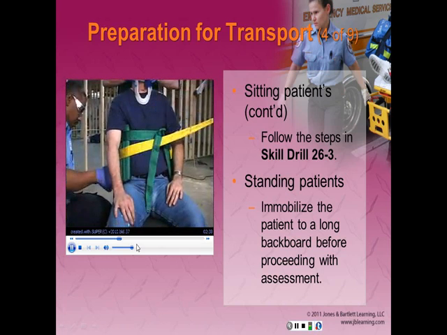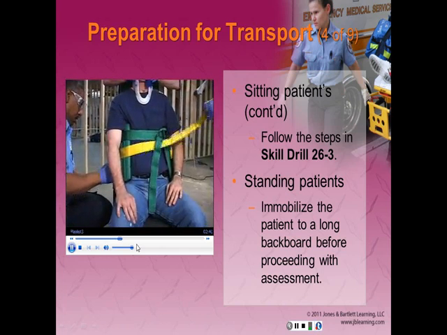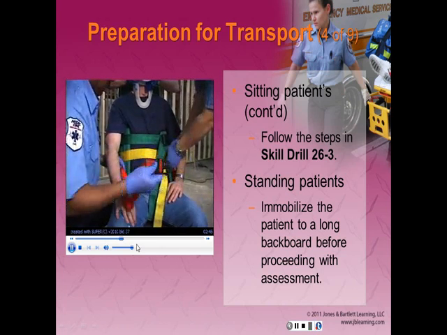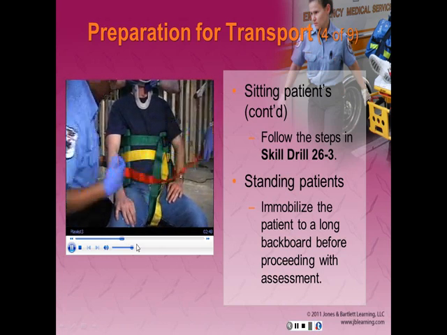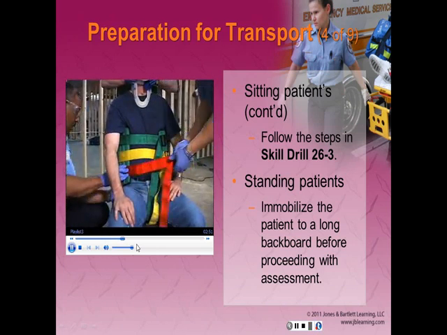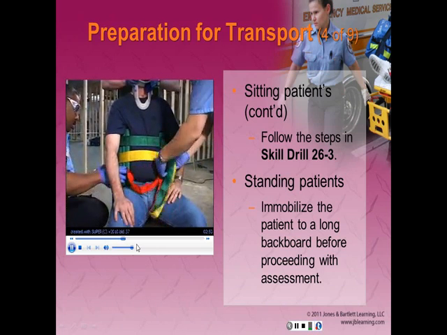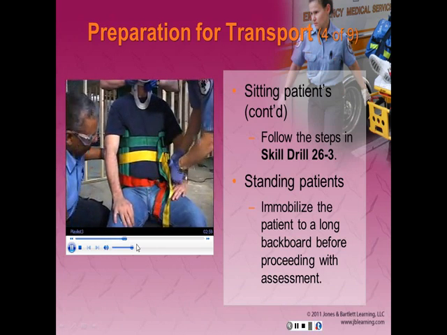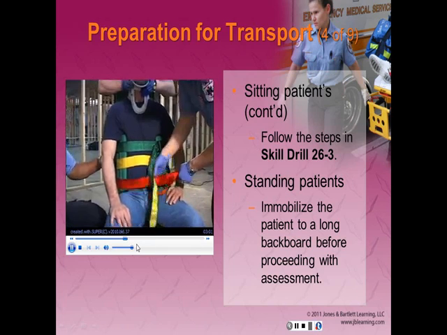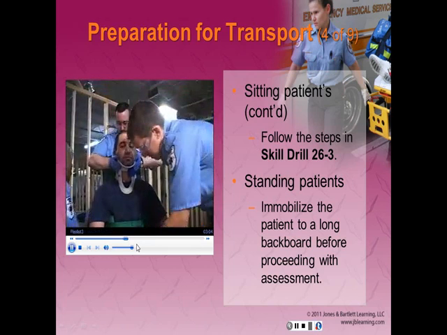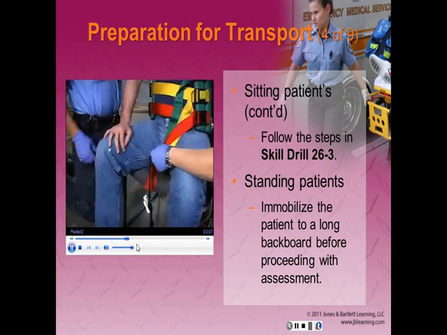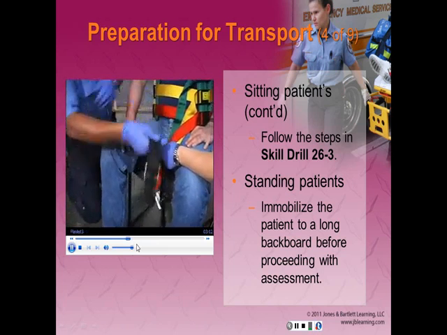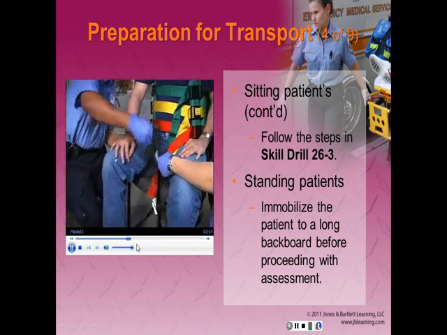Attach all three straps smoothly and snugly. Be sure to adjust each strap without twisting the device. The chest strap should be snug, but not compromise the patient's respiratory effort. Attach both ischial straps. These straps may be crossed or secured directly.